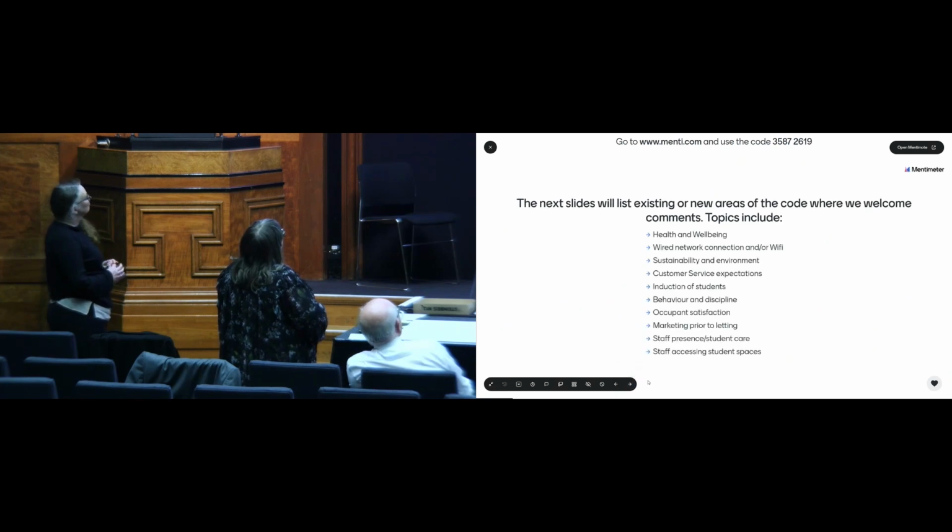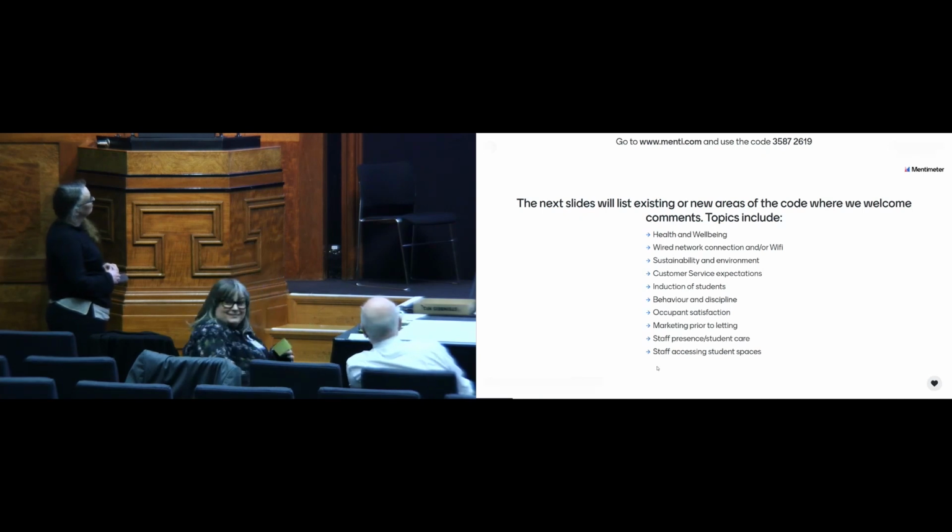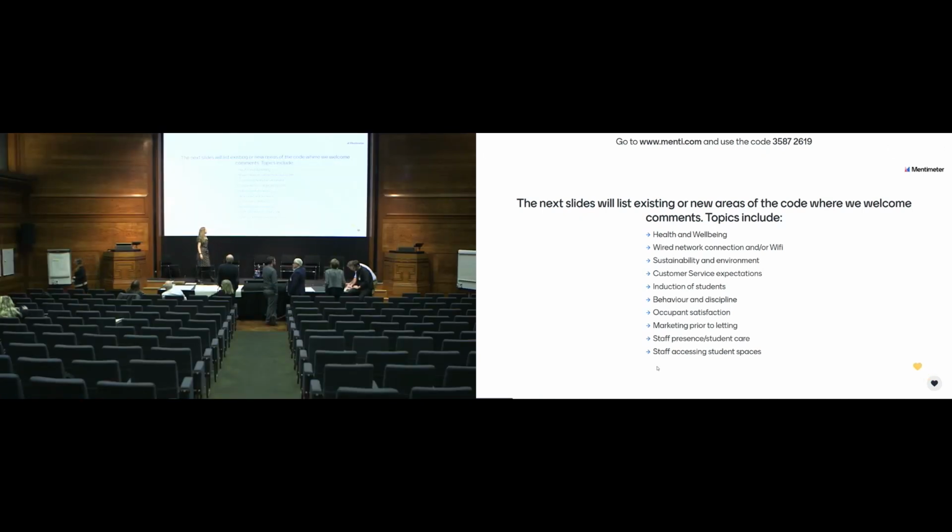Thank you. So these are the topic areas that the people in the room hopefully will be discussing and have picked. So you can pick the same ones. Just bear in mind that these ones will come up as you scroll through the online form: health and well-being, network connection, Wi-Fi, customer service expectations, induction of students, behaviour and discipline, occupant satisfaction, marketing prior to letting, staff presence and student care, and staff accessing student spaces. So if you could move on to the next slide, please.